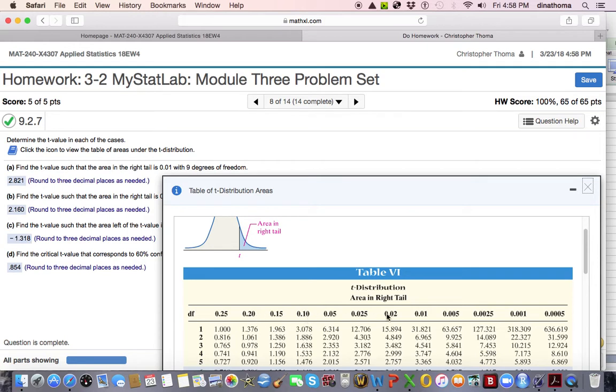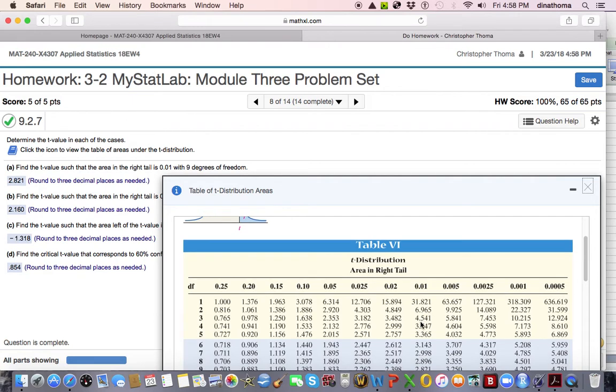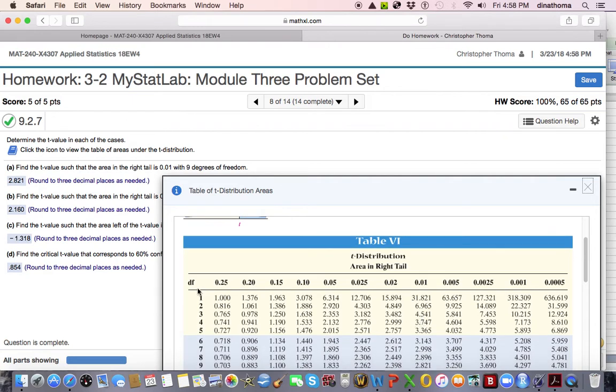So I come down here in the table, and right here you can see where my mouse is, 0.01. Now, I will scroll down on the table till I see degrees of freedom over here on the left, and there is 9. And then I just line up the column and the row. So follow 9 over, and I find 1% or 0.01, and my t-value is 2.821. All right, so that's how we use the t-table.